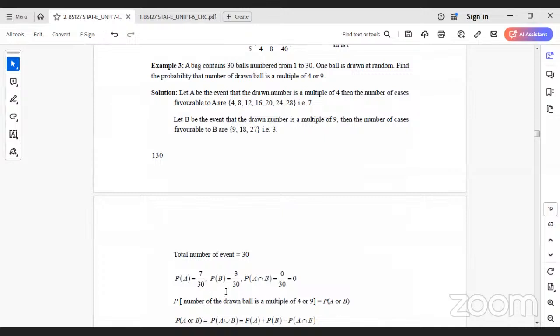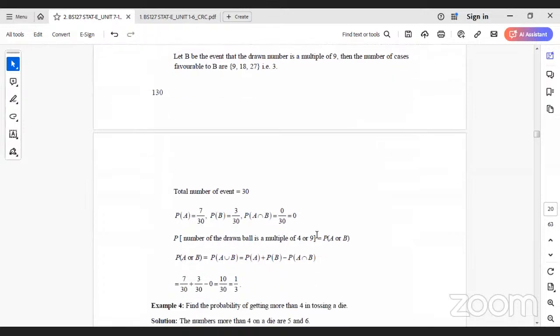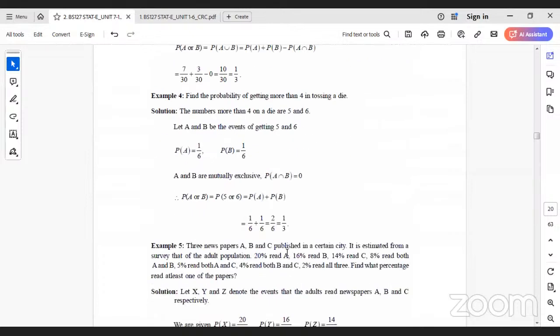So P is equal to 7 by 30, 3 by 30. Intersection B is 0 by 30, 7 by 30 minus 10 by 30, and 1 by 3. Clear? Clear, sir.